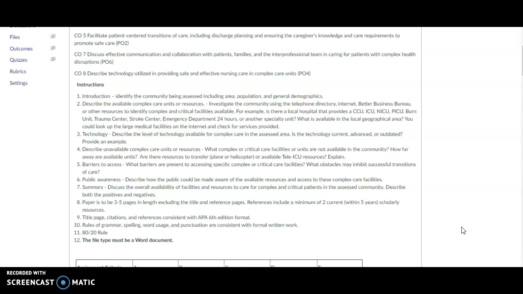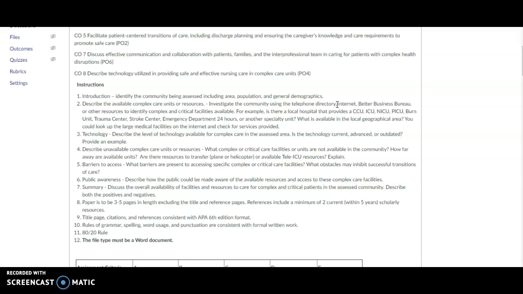However, if you're doing a smaller city further away, they may not have a CCU, an ICU, a NICU, a PICU, a burn unit, or any of these. They might only have an ICU. So what you're doing is just as if you were assessing a patient, you're assessing this area and trying to determine what is available. If you do not work at that area or go to that area, then you can also use the internet to obtain that information.